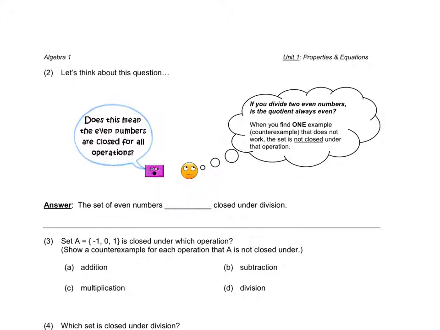Okay, so this question, does this mean that even numbers are closed for all operations? All right, because we tackled that. We said even numbers are closed under addition. Are they closed under division? Are they closed under multiplication, and so on? If you divide two even numbers, is the quotient always even? We have an example of that not being the case. If you divide any two even numbers, your result could be fractional, which is not an even number. Right. So then, in that case, we would say the set of even numbers is not closed under division.